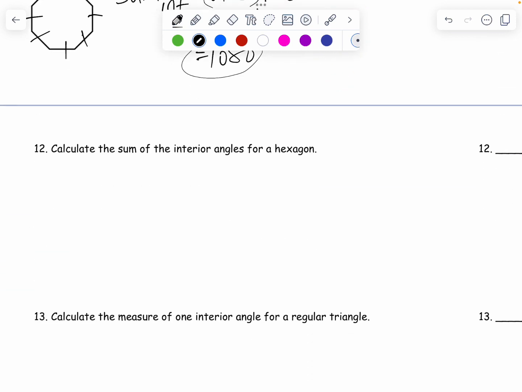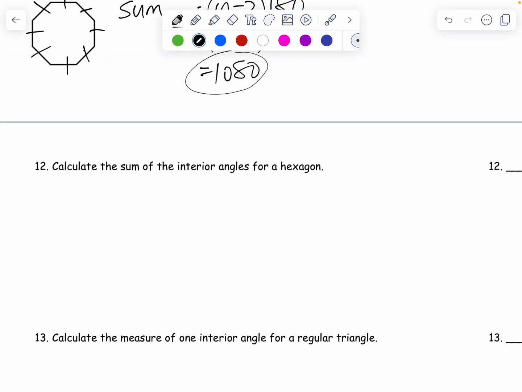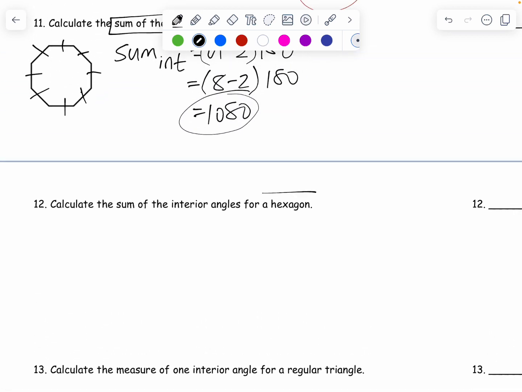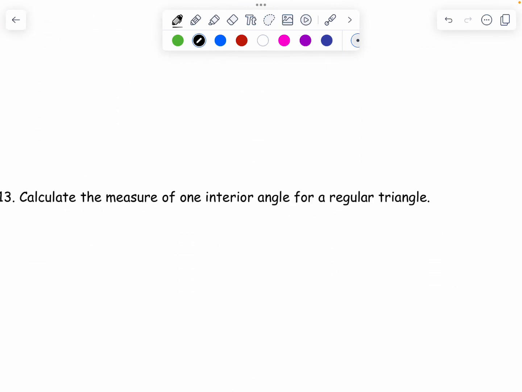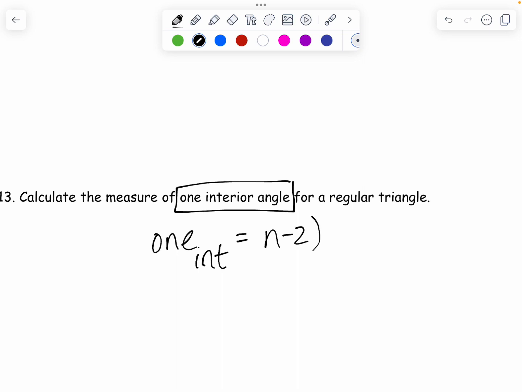Sum interior for a hexagon, that would be the same way I did for number 11. It's just that a hexagon means that there are 6 sides instead of 8, so you're plugging in 6 for n. 1 interior, I have a formula for that, and I have to look really carefully at the word 1 and interior. And so my formula for 1 interior is n minus 2 times 180 divided by n.